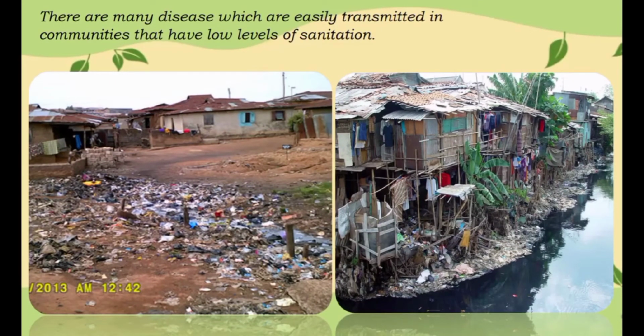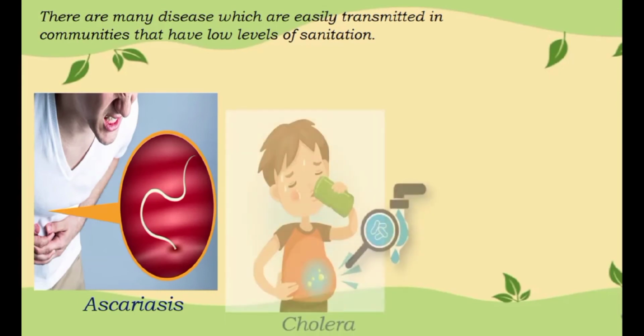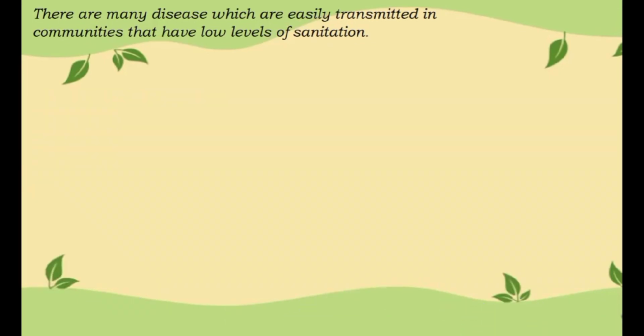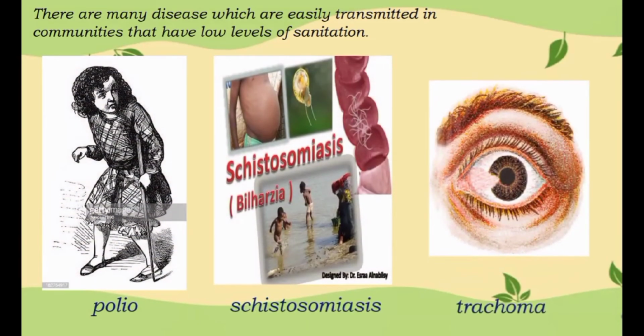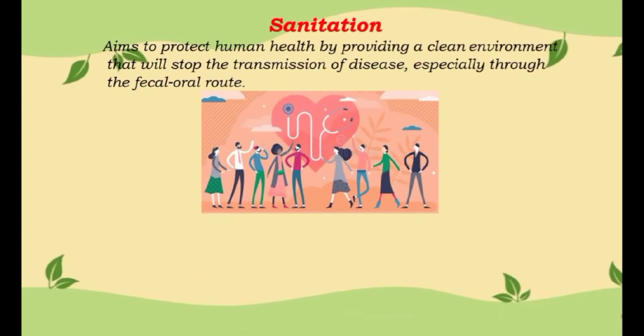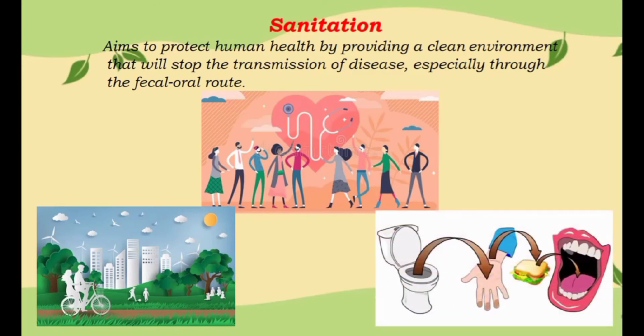There are many diseases which are easily transmitted in communities that have low levels of sanitation, such as ascariasis, the worm inside your stomach, cholera, hepatitis, polio, schistosomiasis, trachoma, etc. Sanitation aims to protect human health by providing a clean environment that will stop the transmission of disease, especially through the fecal-oral route.